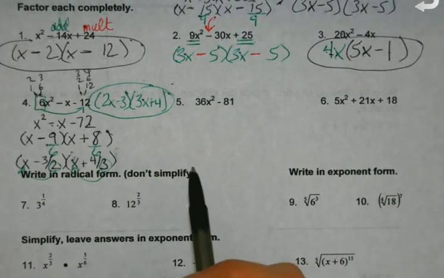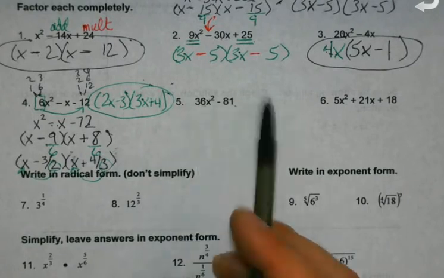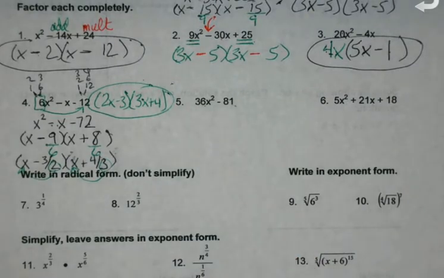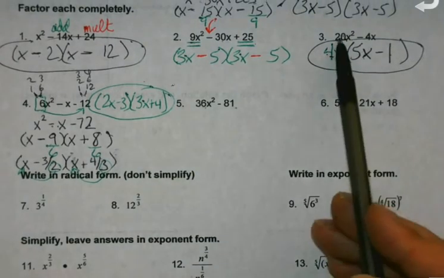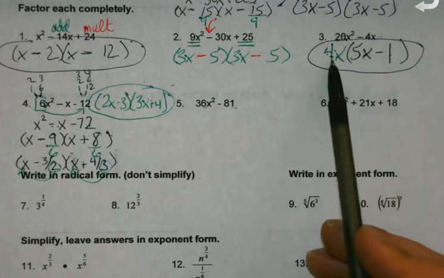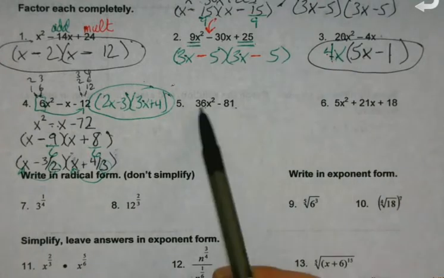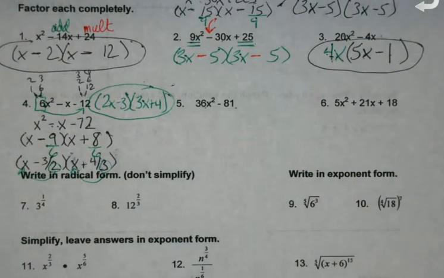Now 5's a different character. It's a shorty. Shorties usually give us a clue. One of 2 things is going to happen. Either I'm going to have a greatest common factor I can take out, or they might both be perfect squares. In this case, they're both perfect squares.